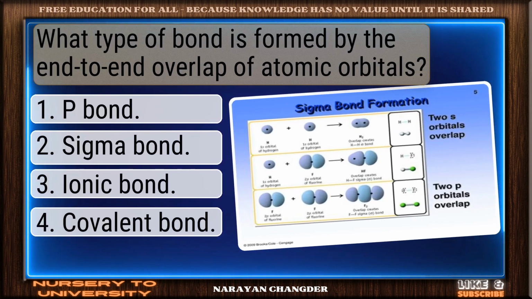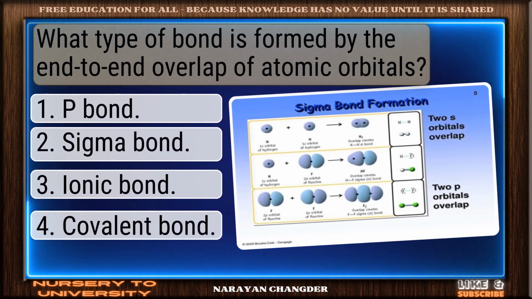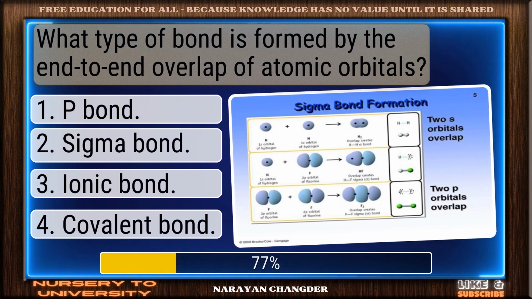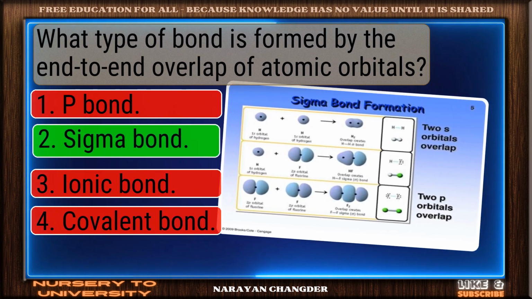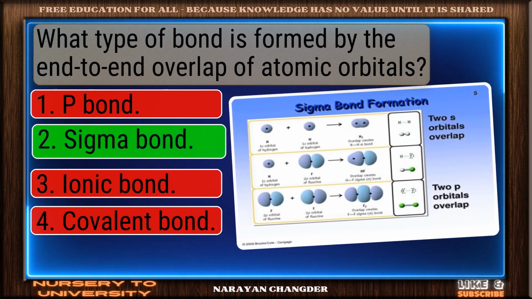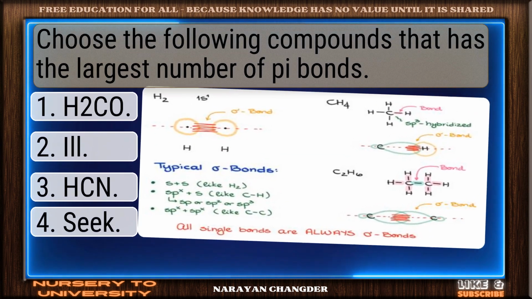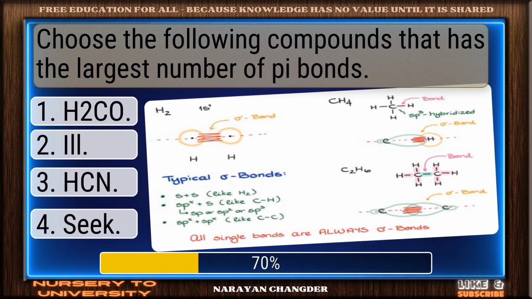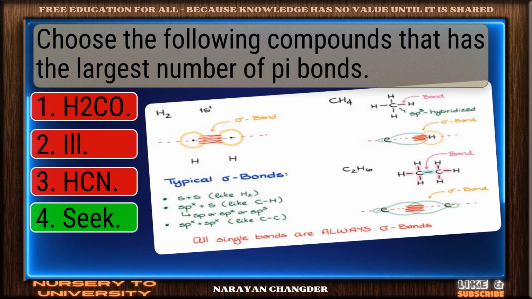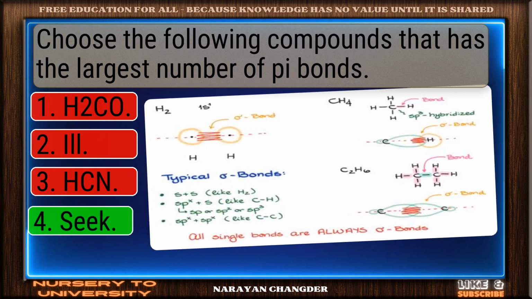What type of bond is formed by the end-to-end overlap of atomic orbitals? Nice selection. Sigma bond is the correct and valid answer. Choose the following compounds that has the largest number of pi bonds. Clear logic. Your choice is sound and 100% true.